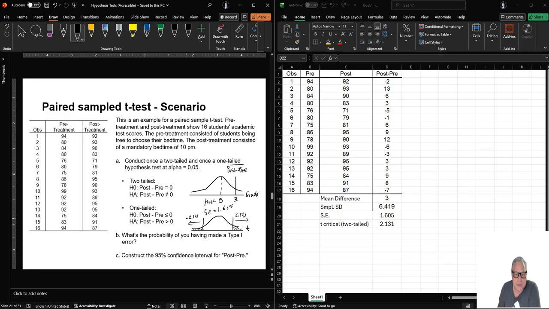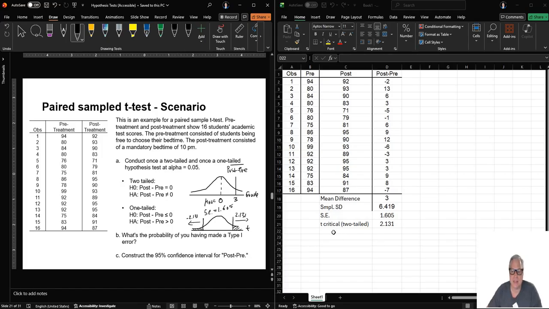So in other words, when it turns out that our test statistic of 3 turns out to be more than 2.131 standard errors above a hypothetical mean of 0, then if that is more, we will reject the null hypothesis because it will fall into the rejection zone.